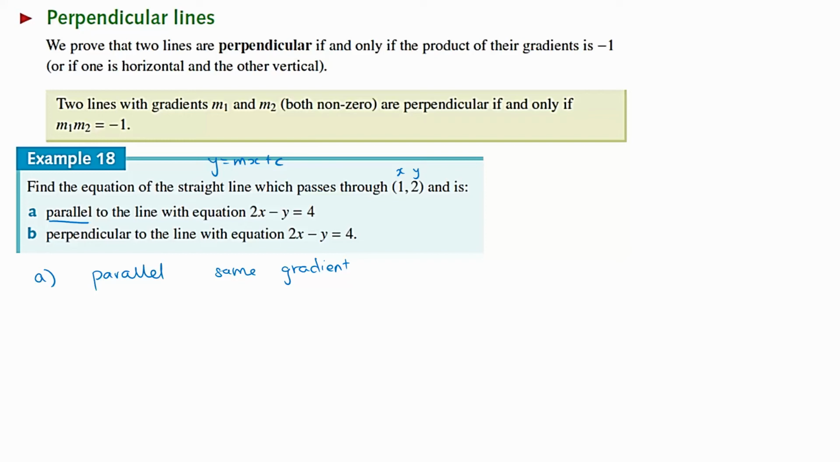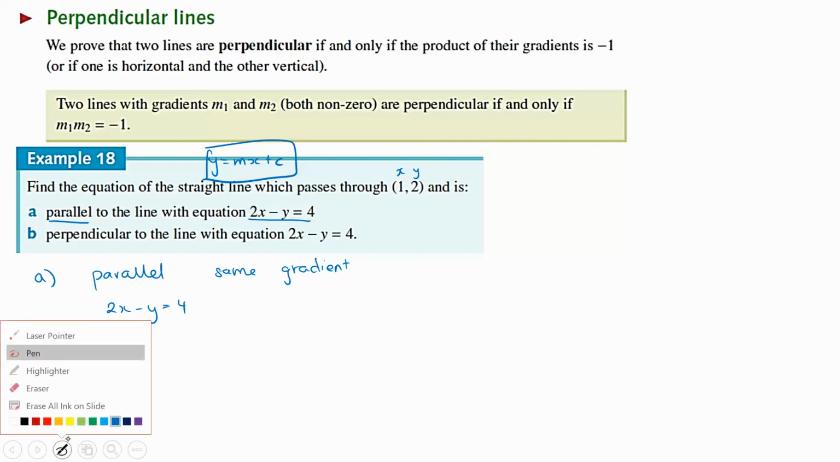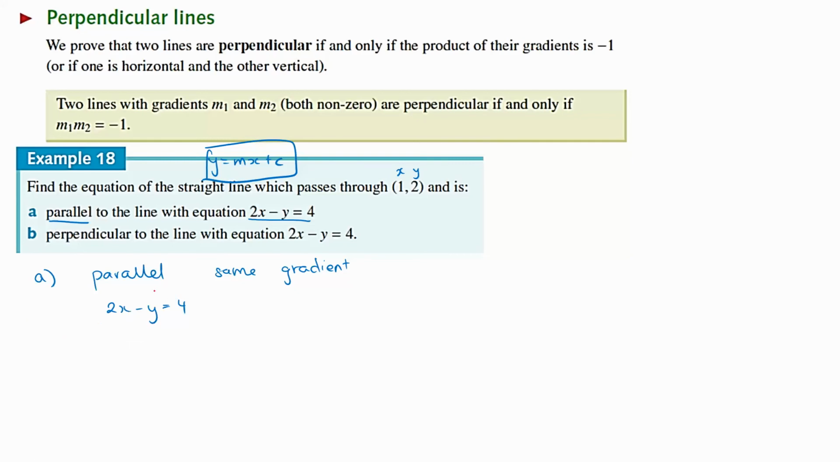Okay. Now, what's this equation? Well, we've got 2x minus y equals 4. The problem with this one is I don't know what the equation is. It's not in the form that we know. We don't have y equals mx plus c. Now, from the last exercise, remember I showed you, you want to rearrange this equation so you get y equals mx plus c.